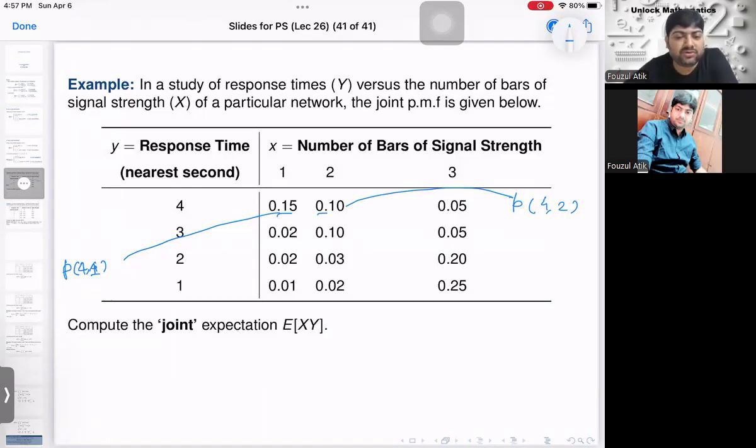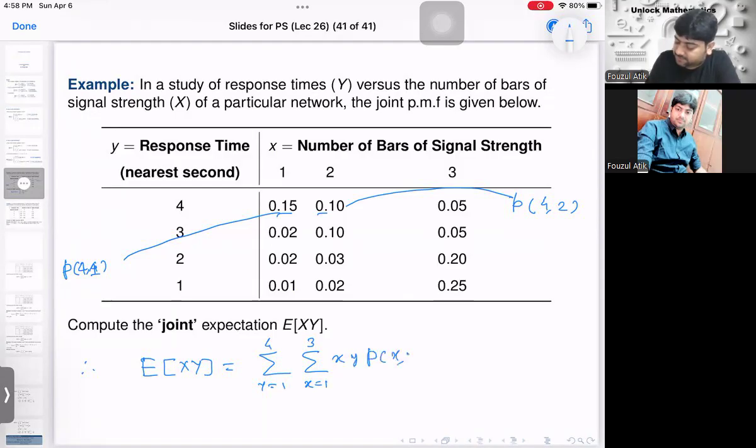So we have to find the joint expectation of XY, where X and Y are discrete type random variables. What is the formula? The expectation of XY is the summation over x and summation over y. Y first we'll do: y is from 1 to 4, because Y has 4 values, and x is from 1 to 3. Then x into y into p(x,y). How many terms do we have to calculate? It is 4 times 3, 12 terms. For example, suppose x equals 1, y equals 1, so it is 1 into p of 1,1. In this way we have to do 12 terms.